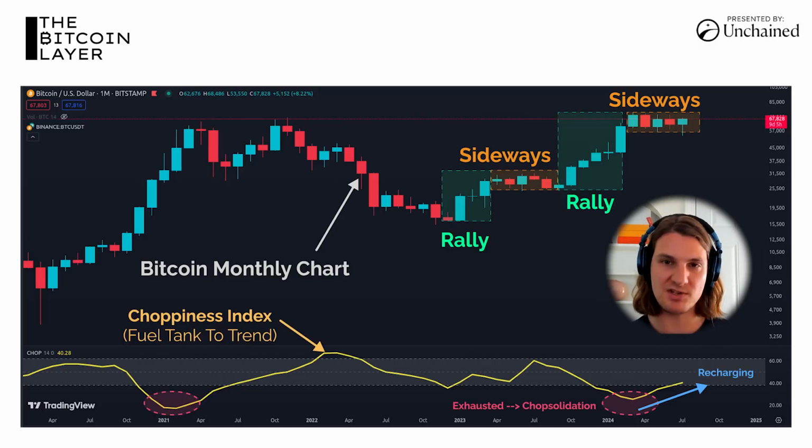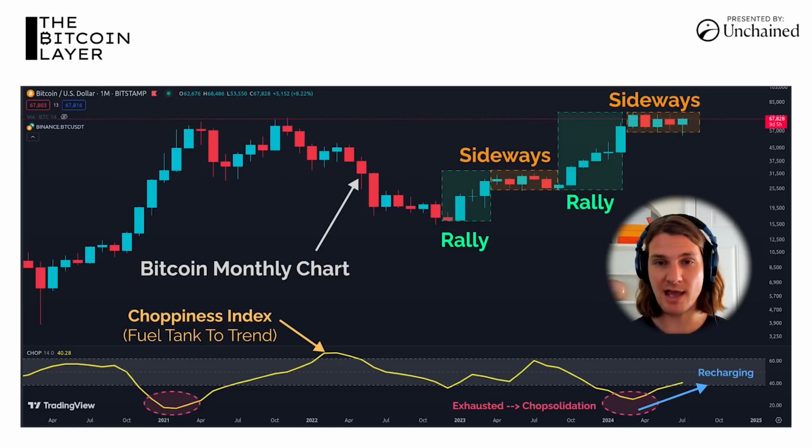So the choppiness index helps me gauge when, on a monthly scale or a weekly scale or a daily scale, we've trended long enough that it's time for a rest, right? The market just needs to consolidate and correct. Now, when it consolidates and trades sideways, that's literally chopping around, chopping wood, moving sideways. More and more candles are going to be inside the same trading range.